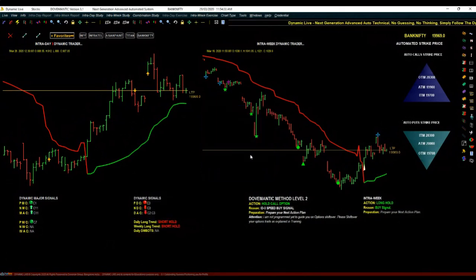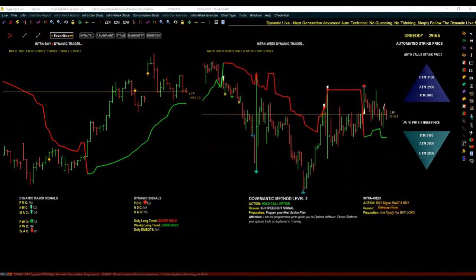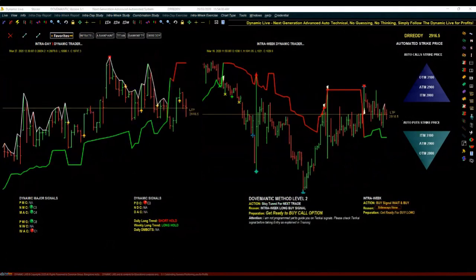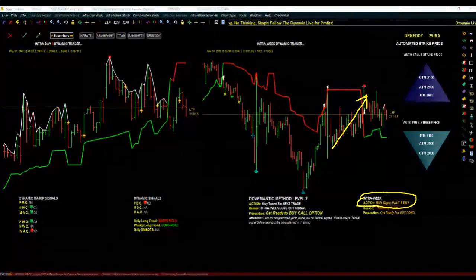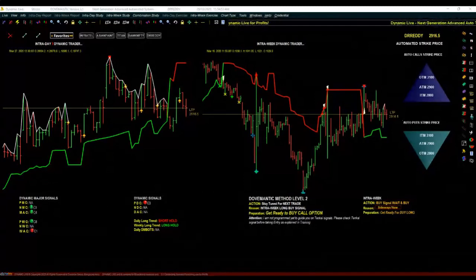I wanted to check this Dr. Reddy. What's happening in Dr. Reddy? Yes, this is amazing. See here. Now here is the point when the price started moving up. But as the price started moving up, look at this, the action information is telling us buy signal, wait and buy. Don't buy this. So the moment it said don't buy this, from there the price has started coming down.